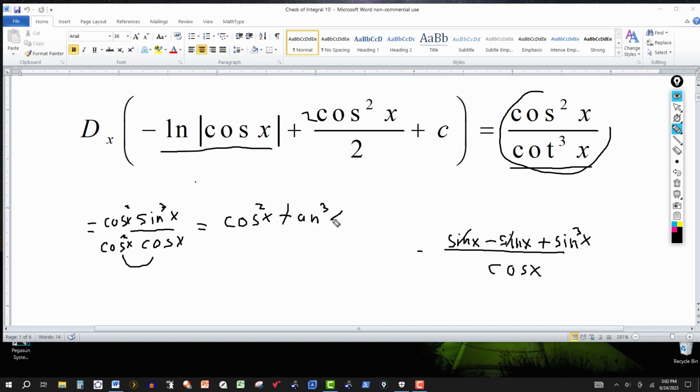cube of x. And then finally, we want to come up with cotangent. Well, tangent and cotangent are reciprocals. So I've got my cosine squared, and you can think of tangent cube of x as 1 over cotangent cube. Or just bring it down to the denominator, and the tangent cube becomes cotangent cube of x.